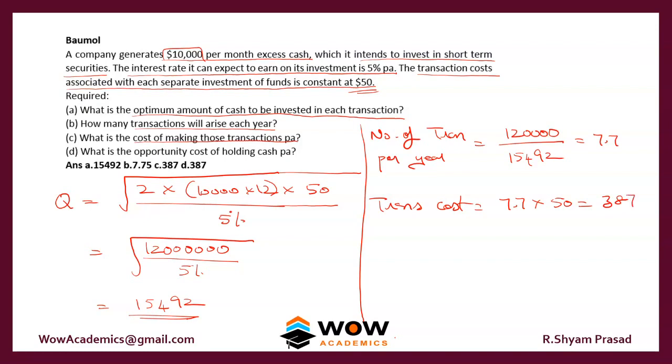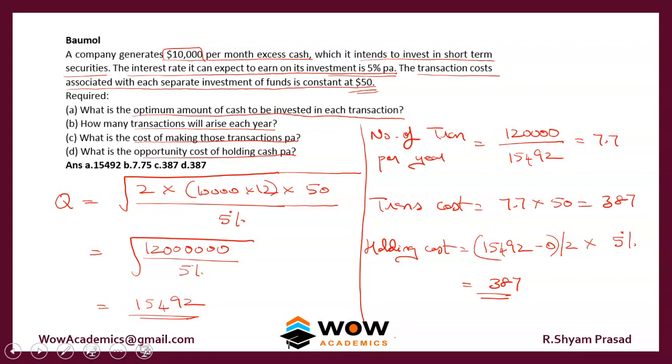So the last question is, what is the opportunity cost of holding cash per annum? So the holding cost will be, see, if we are going to raise the cash, we will be raising 15,492. We'll wait until it becomes 0. So this is the average amount of cash that you are holding, and the holding cost is 5%. That's what is being given here. So when we multiply like this, we'll get the answer. So the answer comes to 387. So that's about the Baumol problem.